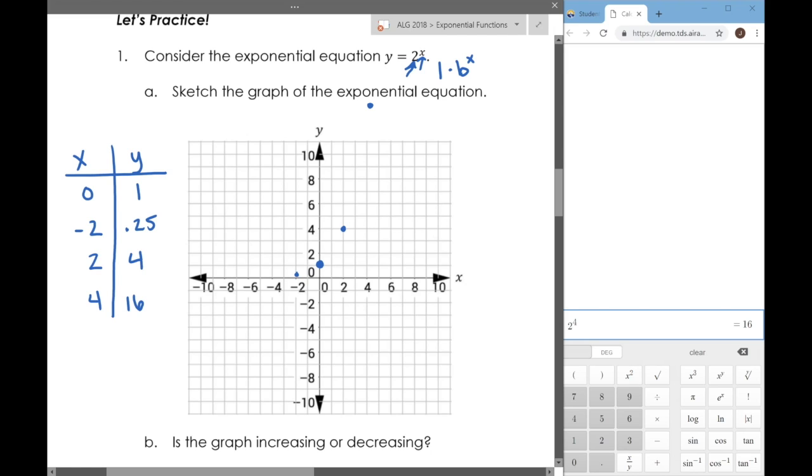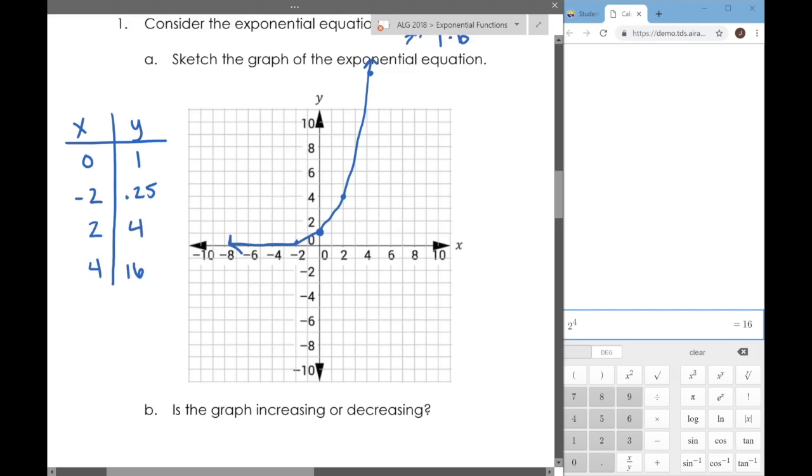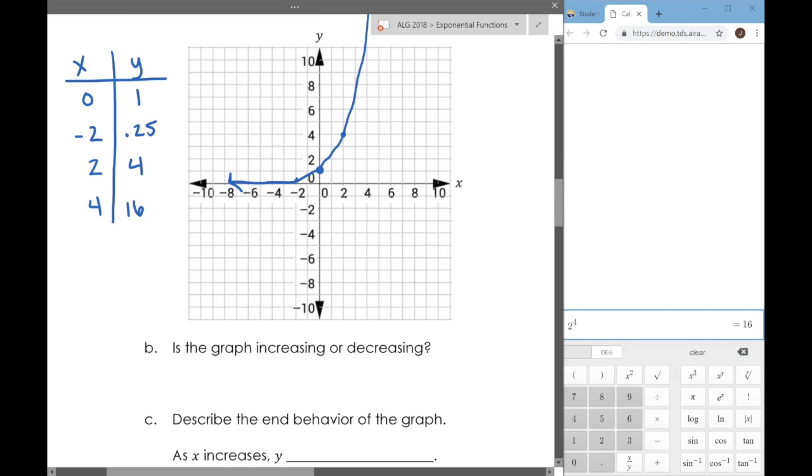Now you're going to connect your dots. So connect it from the highest one to your lowest one. And then it's just going to continue like that. Again, they don't have to be perfect. It just has to look like that U, or that half a U. Okay? So, is the graph increasing or decreasing?